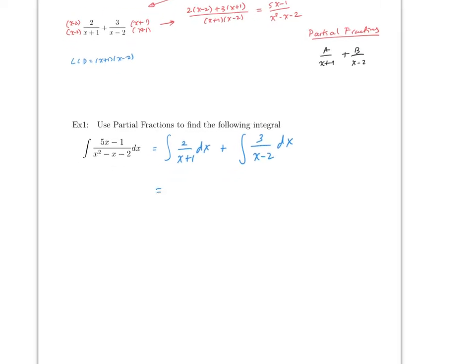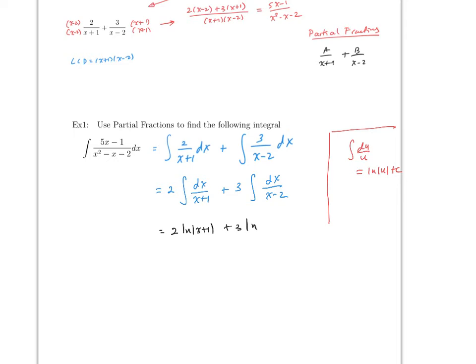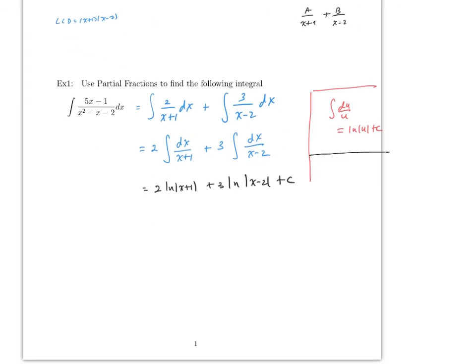And notice that to integrate this, it will be very easy. This is the integral of 2 dx over x plus 1. This will be 3 dx over x minus 2. With partial fractions, I use a lot the basic integral which I told you before, du over u, which is ln of u plus c. So in this case, this will be 2 ln of x plus 1 plus 3 ln of x minus 2 plus some constant.